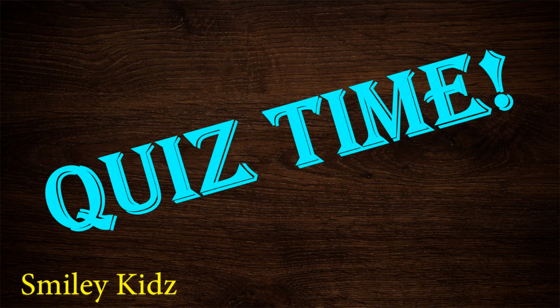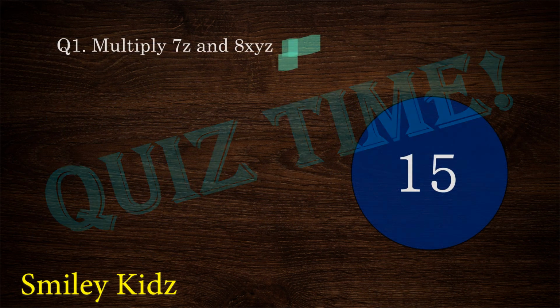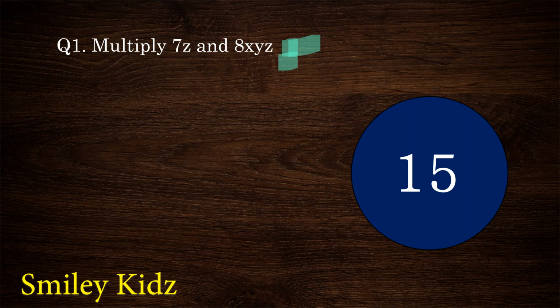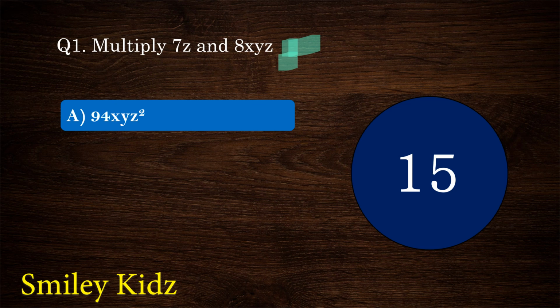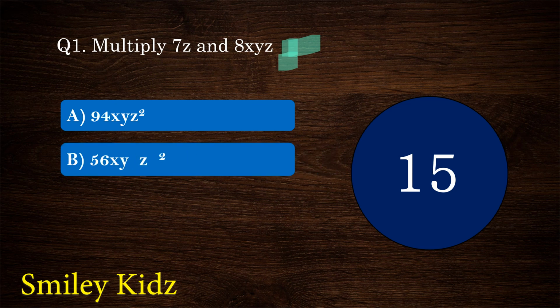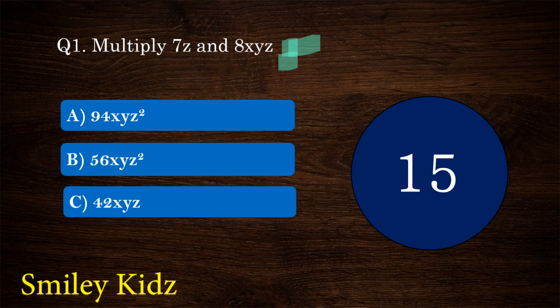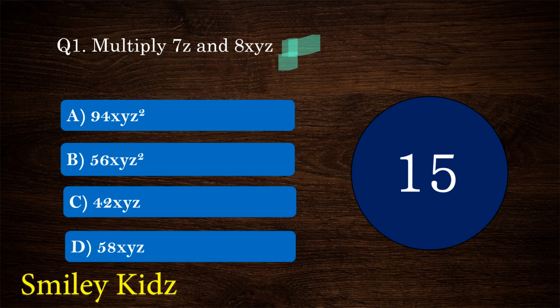Quiz time. Multiply 7z and 8xyz. The options are A. 94xyz square, B. 56xyz square, C. 42xyz, or D. 58xyz. Your time starts now.